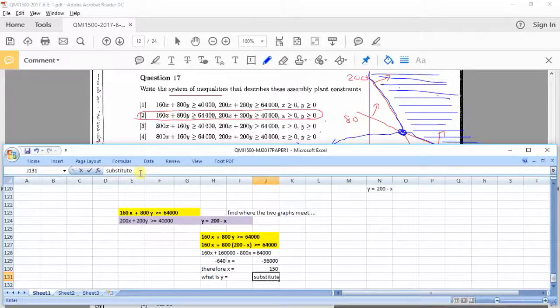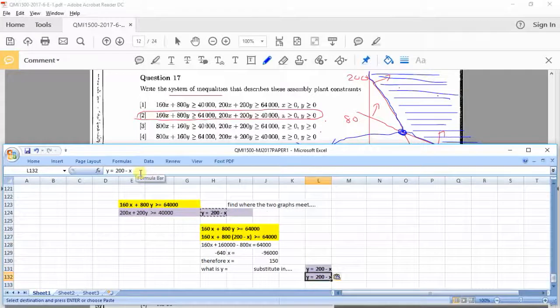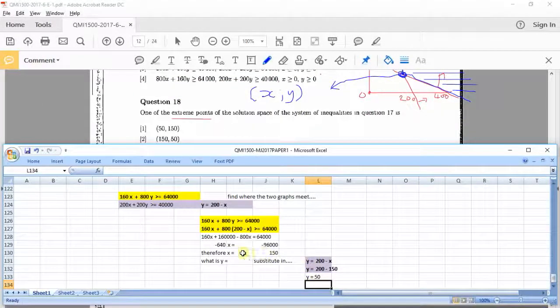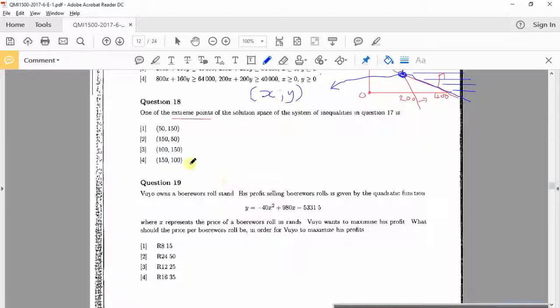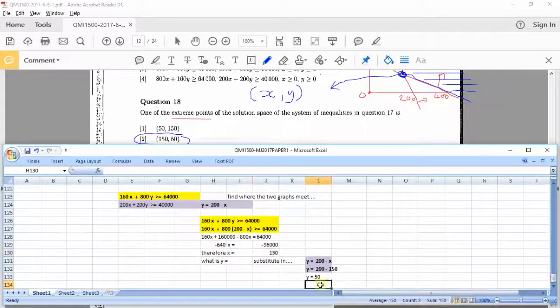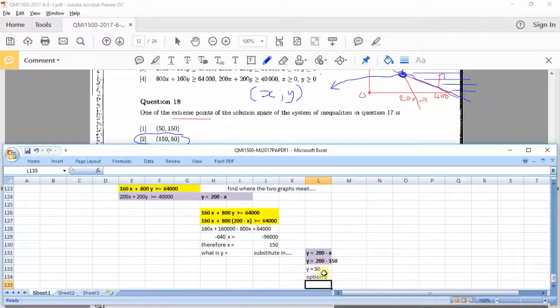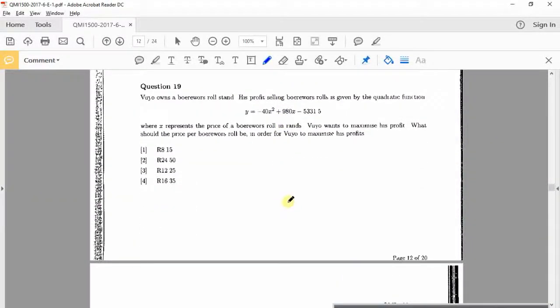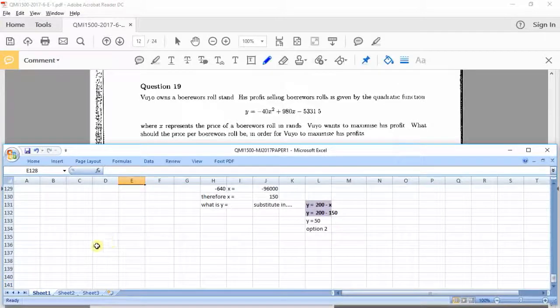Okay, so then what is y? Substitute in. We know the equation for y is that. X now has a value of 150, so y equals 50. So x is 150, y is 50, option 2. That was a tough one. Okay, you had to think.